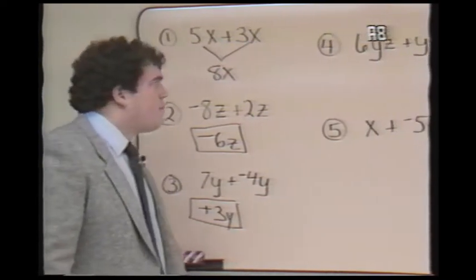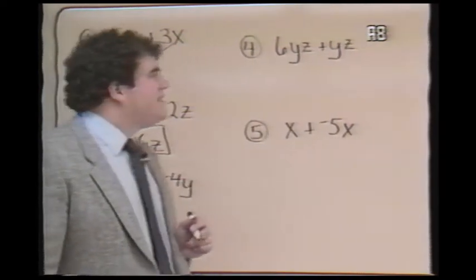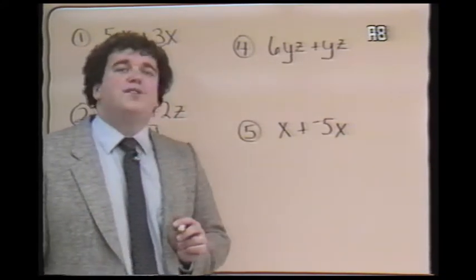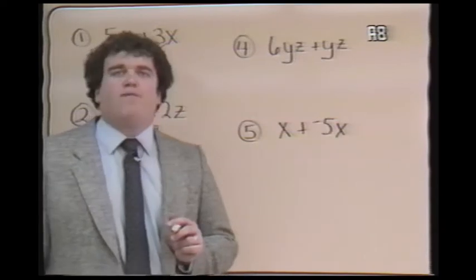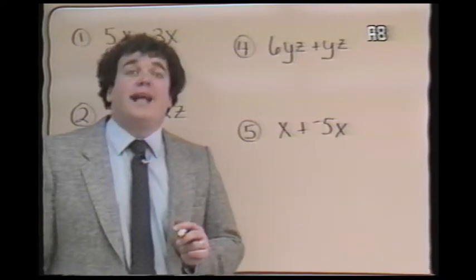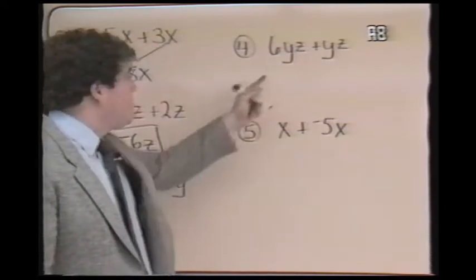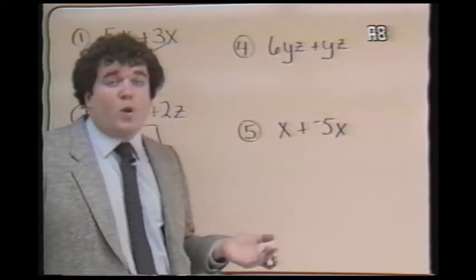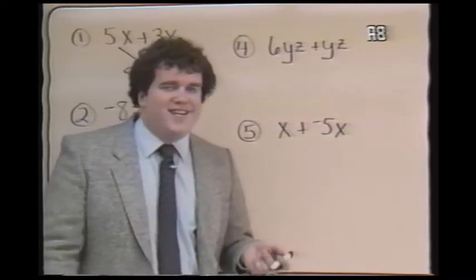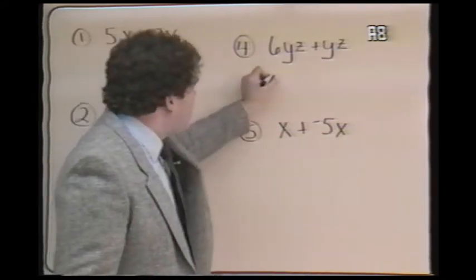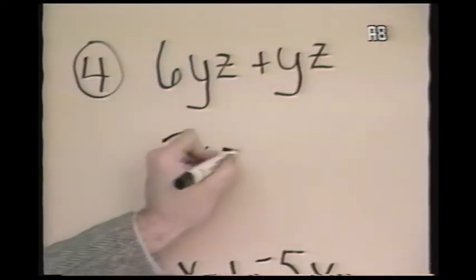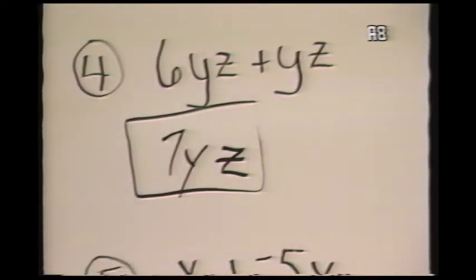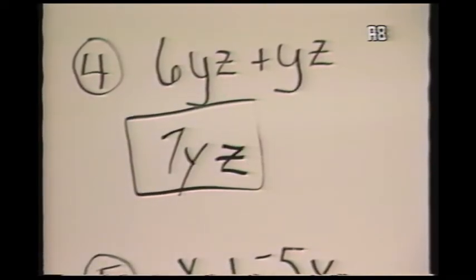Going on, problem number 4. 6yz plus yz. Now remember, what is the numerical coefficient of yz? It's 1. So 6yz plus yz, if you had 6yz and you threw on another yz, you get 7yz. There's the answer. 7yz is what I get when I combine those two terms.